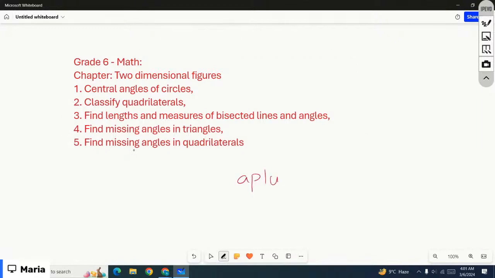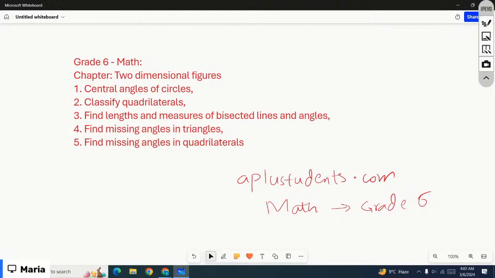You can find all the lessons on aplusstudents.com. You have to log in there using your email address, and the password is provided by the administrator. Then you have to select math from the subject tab, scroll down to grade 6, and then click on view all lessons. There you can find a list of the chapters.